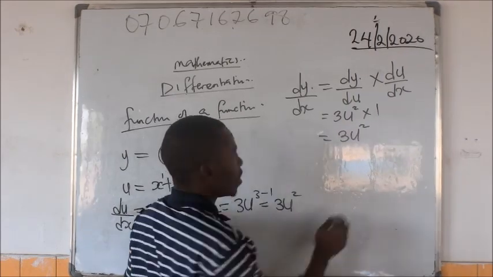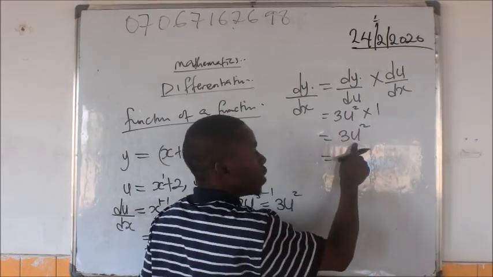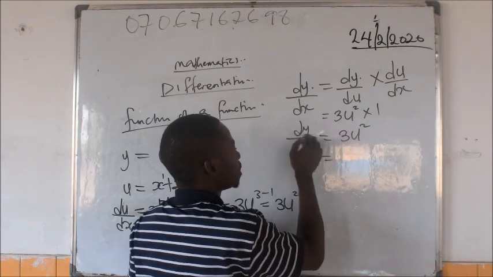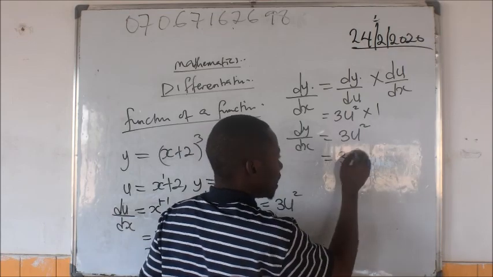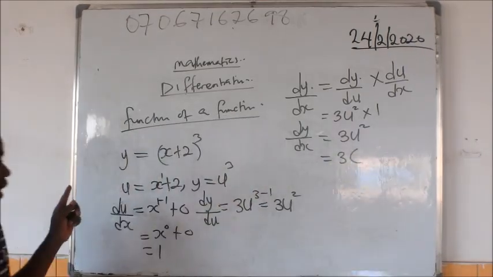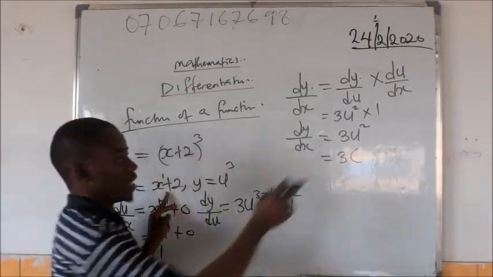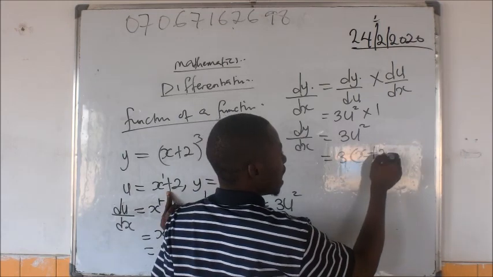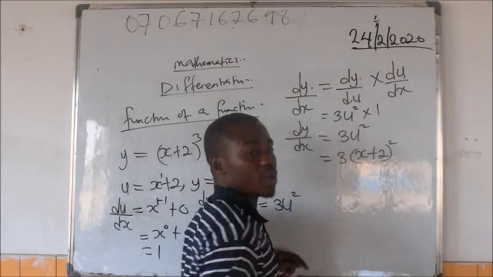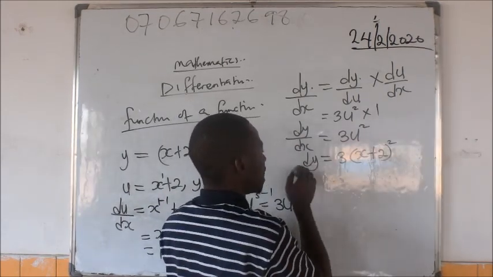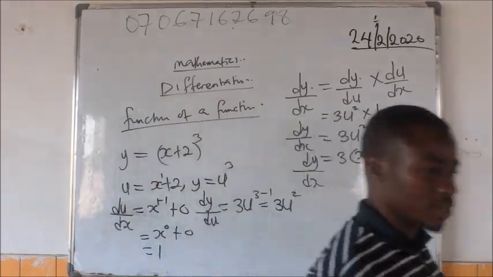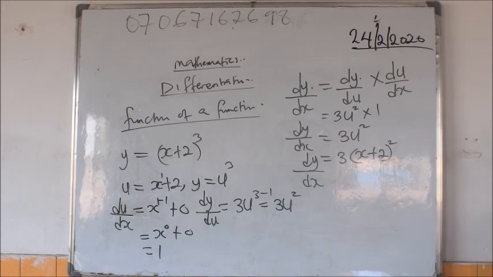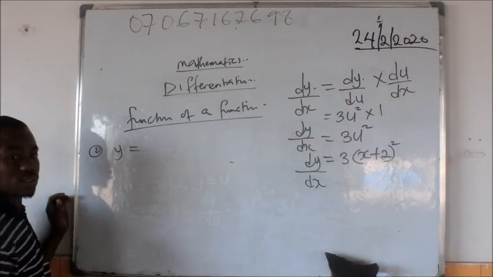Are you getting it now? At the end of the day, you have found dy dx, which is equal to 3u squared. Your u from the beginning is x + 2, so you come here and put it: 3 times (x + 2) raised to power 2. This is now the final answer. dy dx is equal to 3(x + 2) squared.